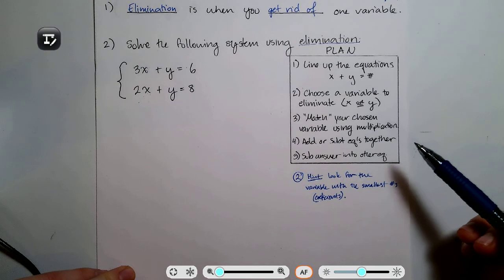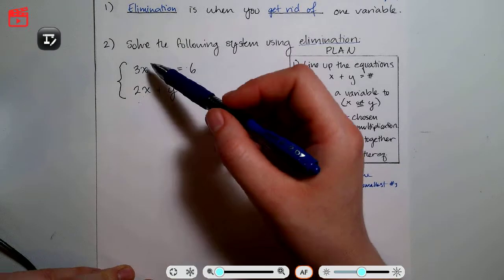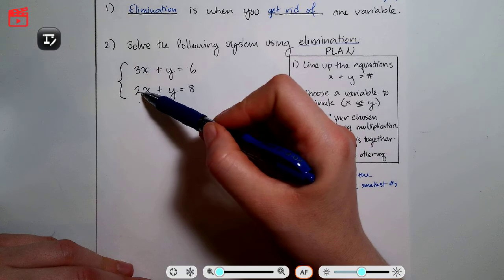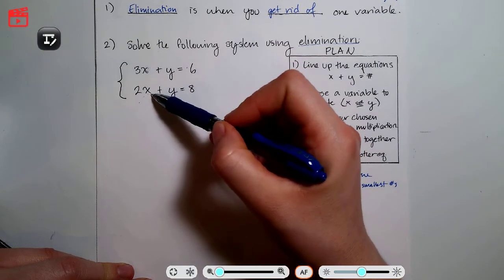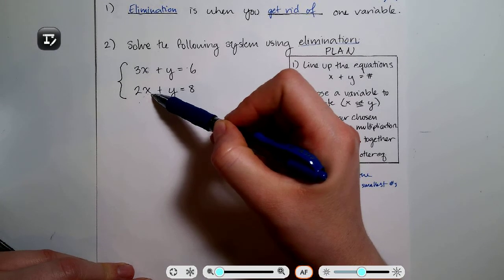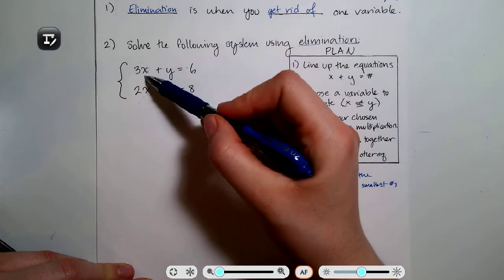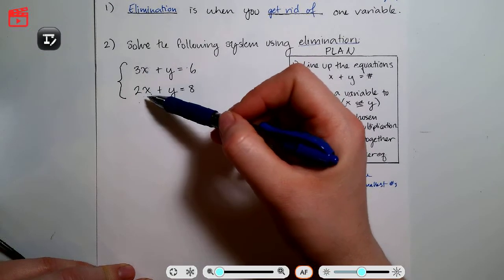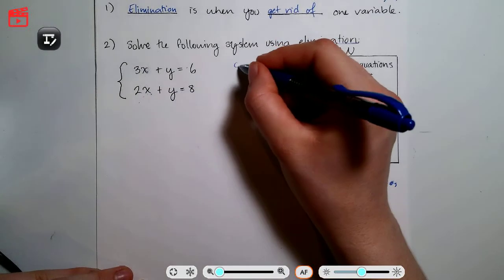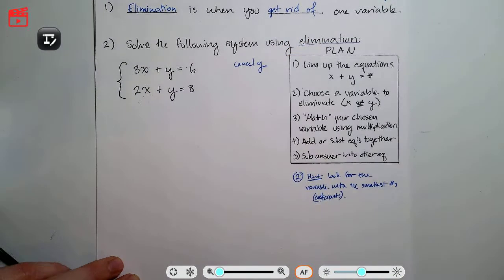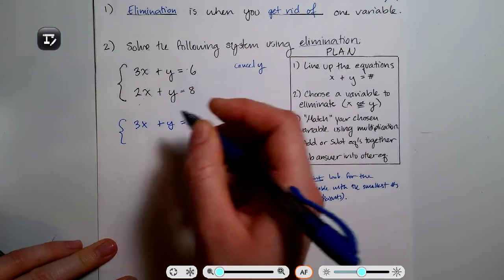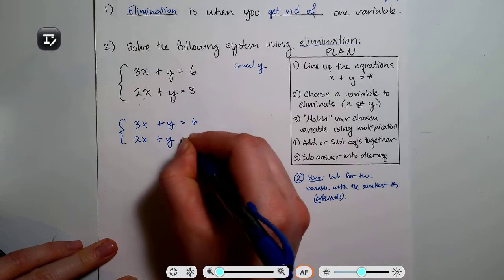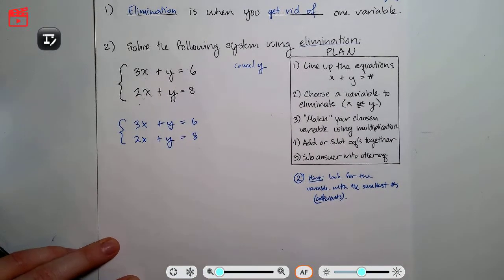So what if I had chosen the x's to get rid of? How would I make a 3 and a 2 look similar? Well, I could choose to make each of these become a 6. So if I multiplied this equation by 3, I would get 6x. And if I multiplied this equation by 2, I would also get 6x, which then means I would have matched my variable. But we have chosen to cancel y's. So we don't actually have to do anything to this problem because the y's are already matched. They both just have a positive 1 in front of them.